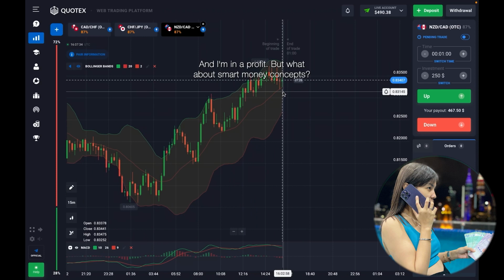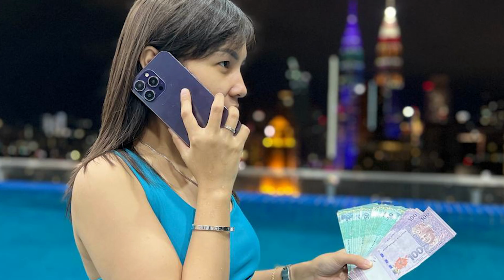So, and I'm in profit, but what about smart money concept? So, popular topic. Well, smart money concept traders refer to ideas like liquidity grabs and mitigation blocks. While the terminology may sound foreign, when you examine smart money concept, you will realize it is a more traditional trading approach than it appears at a glance.